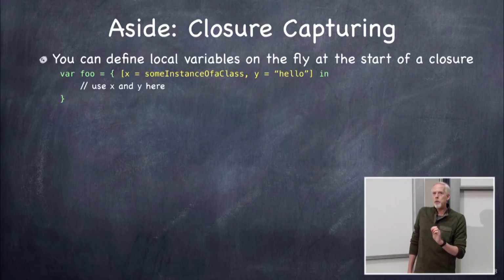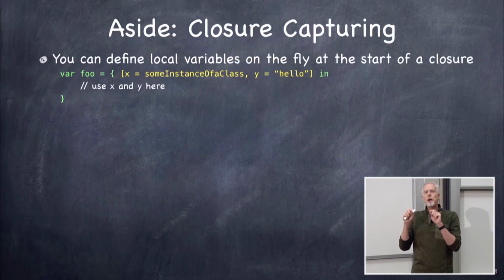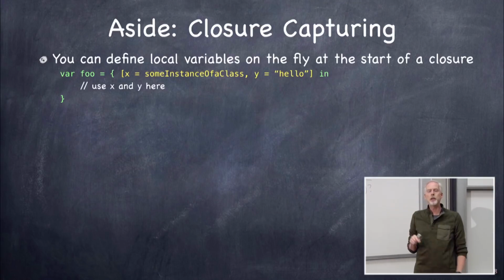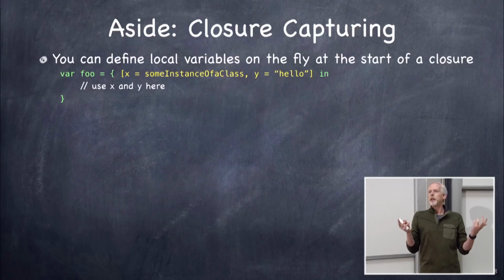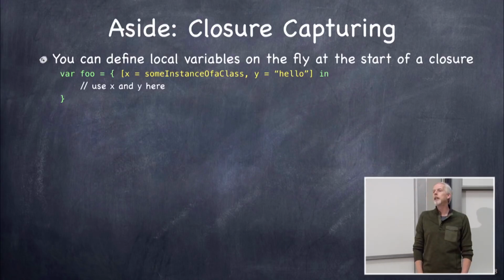When you have a closure, you can define some local variables. You put square brackets with these local variables in there right before the in of your closure, and you can define any variables you want, and set them to have some initial value. So here I have variables x and y, and I can use x and y inside my closure, and they'll have whatever value I set there.